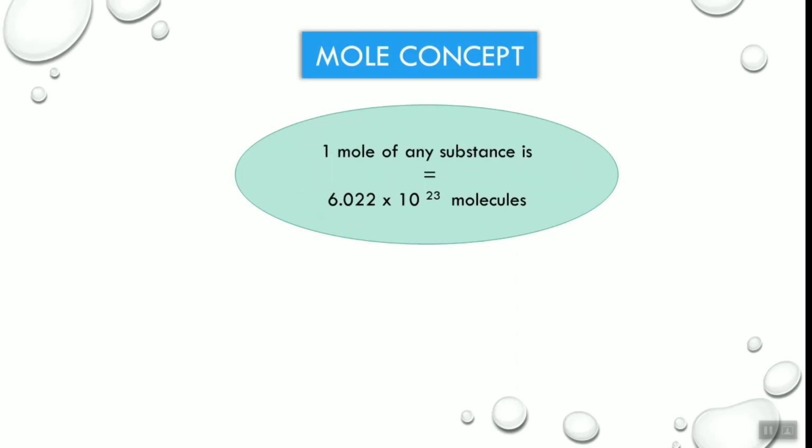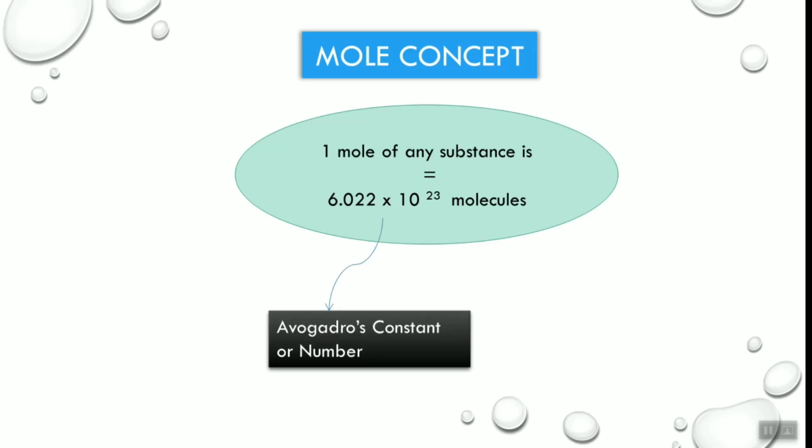So in any example, 1 mole of any substance will be 6.022 into 10 to the power 23 molecules. So what is this number? This magic number is nothing but Avogadro's constant or Avogadro's number.